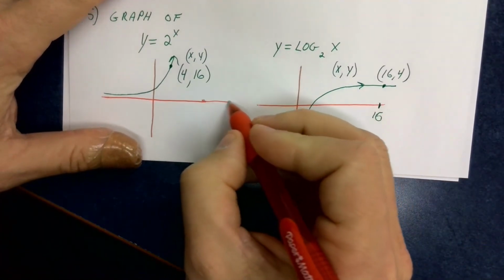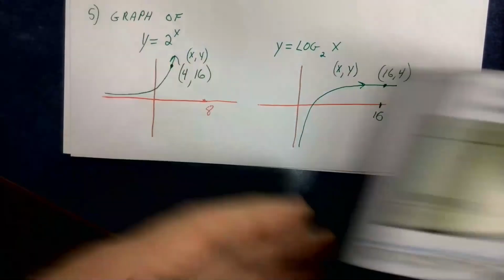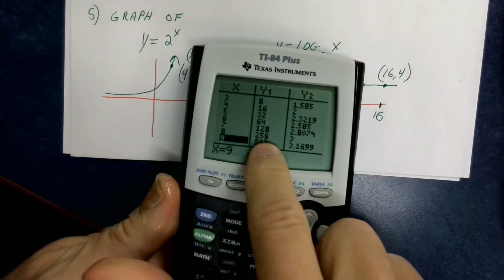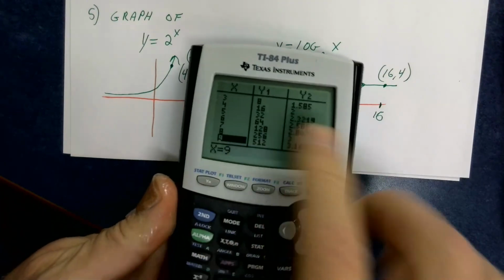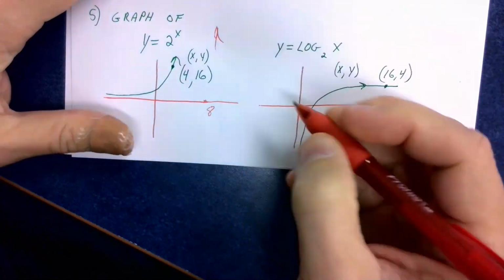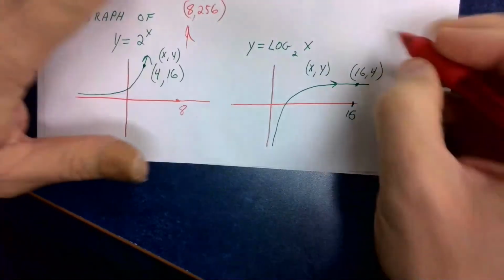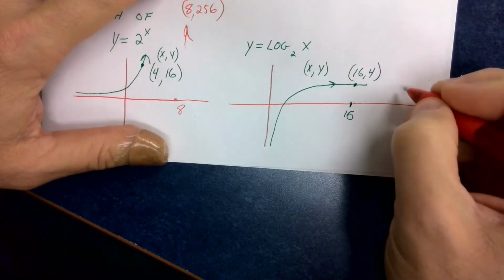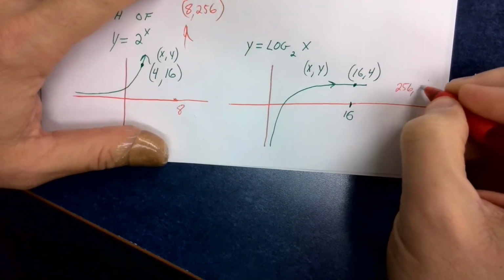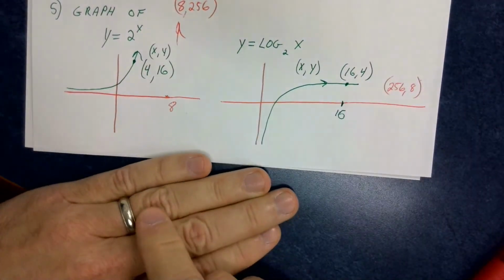But if I took a really big number, say 8, you can see that 8 gives me 256. That's way up there, so far up there I can't even go there. If 8 gives me 256, then over here, if I go way out here, 256 should give me 8. That is not going to grow very high.